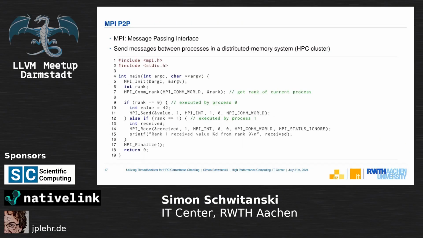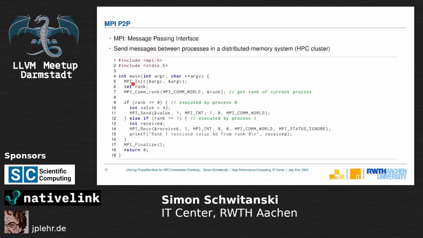The other example is regarding MPI. And my first question is, who of you has used MPI before? Oh, nearly everyone. Okay, great. But just to give a short introduction again how that works. So MPI is the Message Passing Interface, commonly used in HPC applications. And the idea is that you can send messages between processes in a distributed memory system, so an HPC cluster, but also on a normal computer, of course.